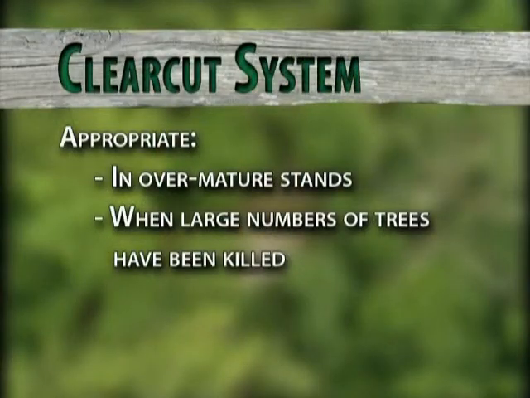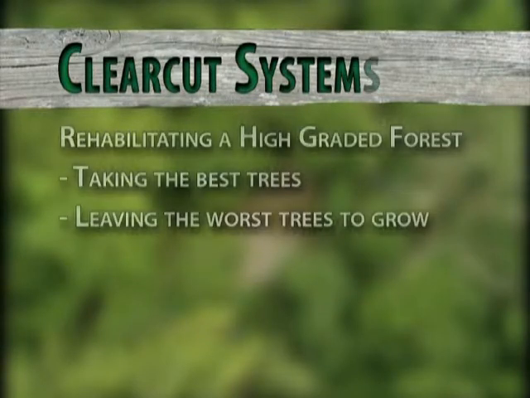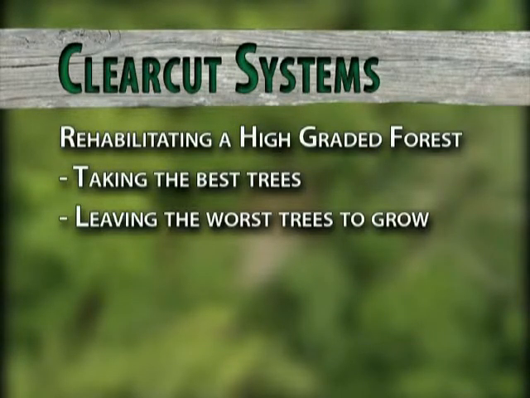Clear cutting may be appropriate when the majority of trees in the forest are overmature or have been killed by fire, insects, disease, or wind. Another common situation is rehabilitating a high-graded forest. High grading is the practice of taking the best trees and leaving the worst trees to grow. The misconception here is that by removing the big trees, the little trees will have plenty of room to grow. The fact is that in most, if not all cases, those little trees are the suppressed trees and are every bit as old as the dominant and codominant trees. Even if given every chance, they will never realize their potential because they have been suppressed too long.